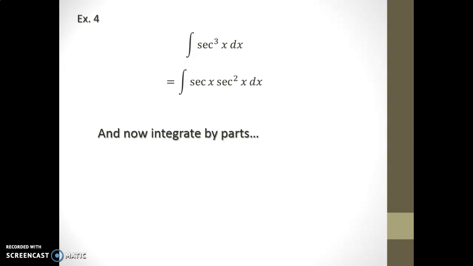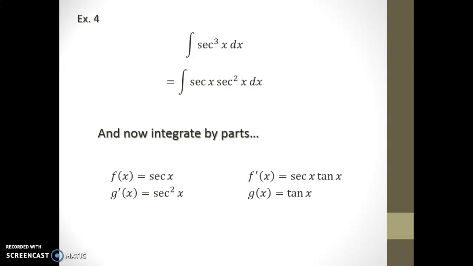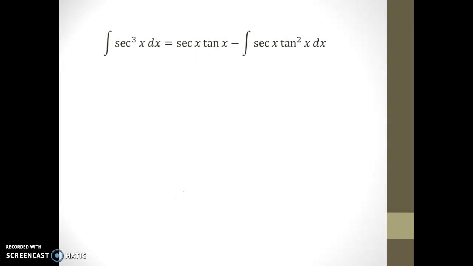The first of these terms, secant x, can be designated as f because we can differentiate it, and the second term, secant square x, can be identified as g prime because we know how to anti-differentiate it. So leaving secant x to become f, f prime will be secant x tan x, and choosing g prime to be secant square would make g equal to tan of x. Here is what integration by parts has produced.